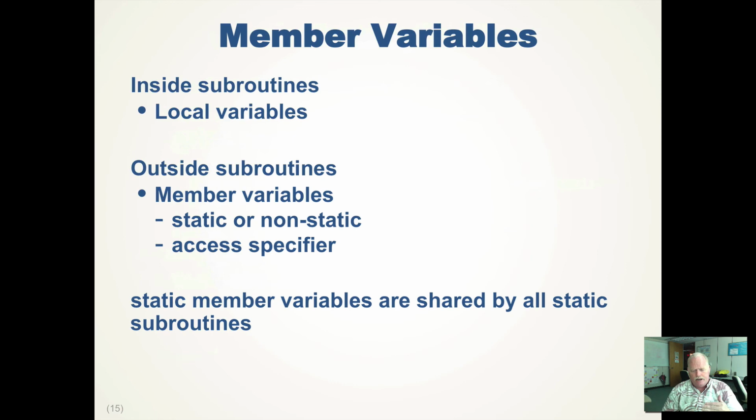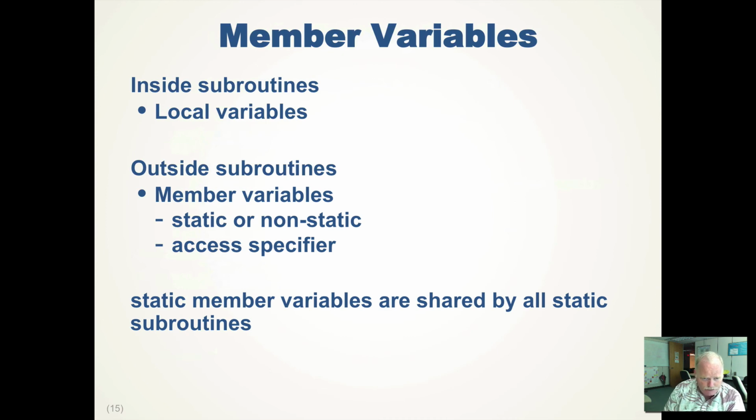But what if we wanted a variable that's accessible to more than one subroutine? We can't declare it in one of the subroutines because it's not available to the other ones. So how do we do that? We actually declare them outside of the subroutines but inside the class.